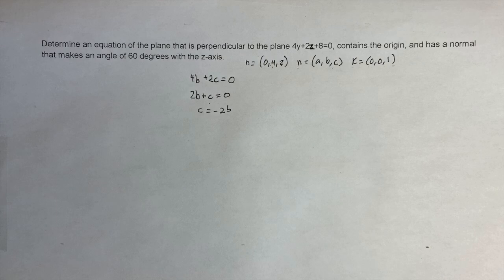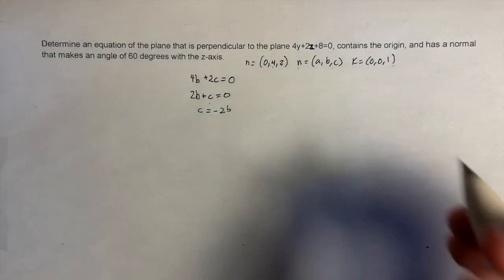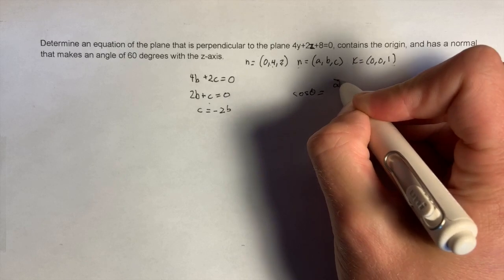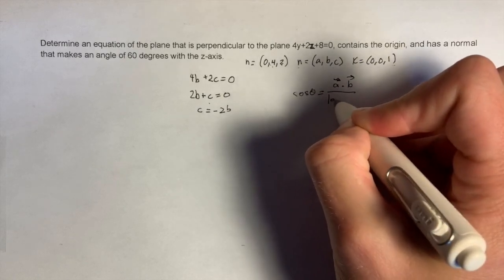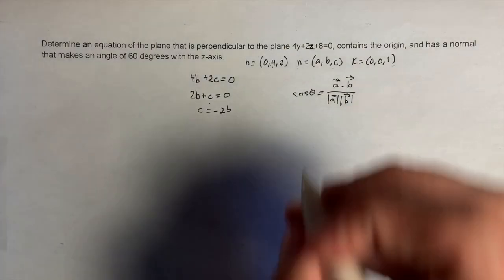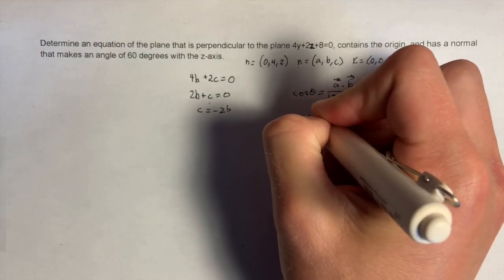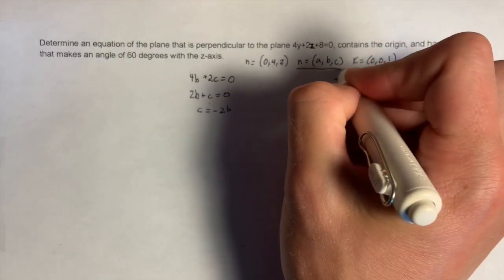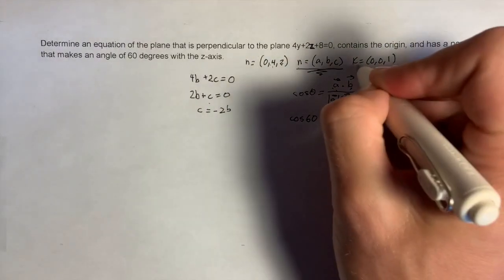Now that we solved this, we can go ahead and have the main part of the problem. To solve this question, we have to use the formula cos theta is equal to the dot product of a and b over the magnitude of a times the magnitude of b. And in this case, it'd be cos 60. And the dot product here, the two vectors we'll be using are this one and this one.